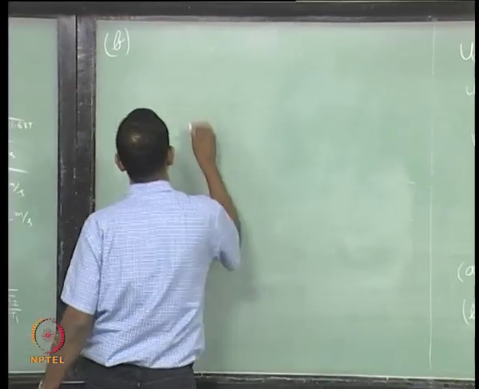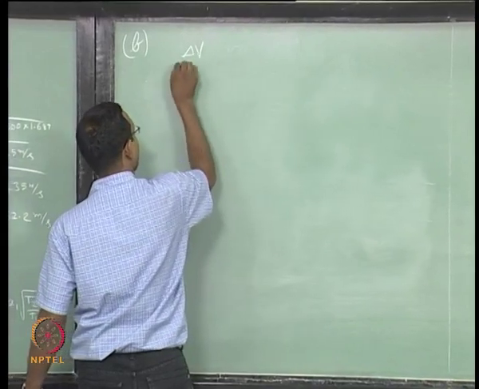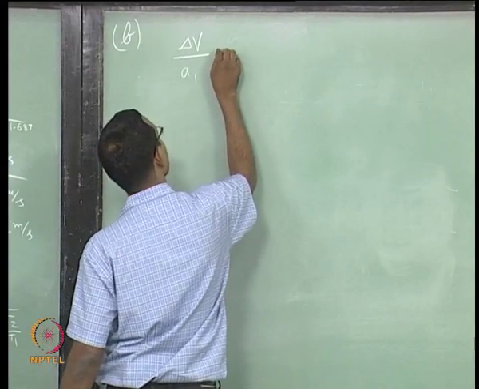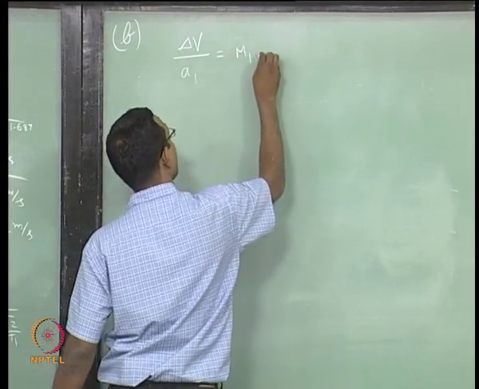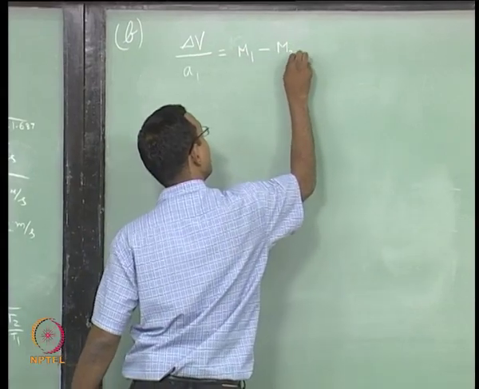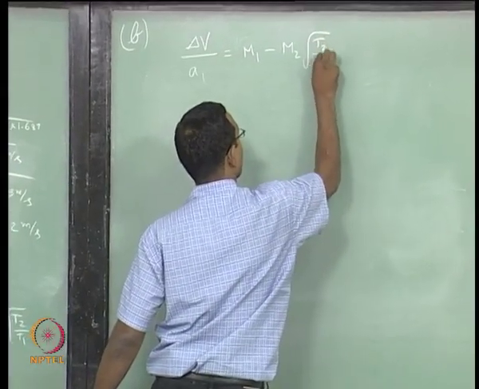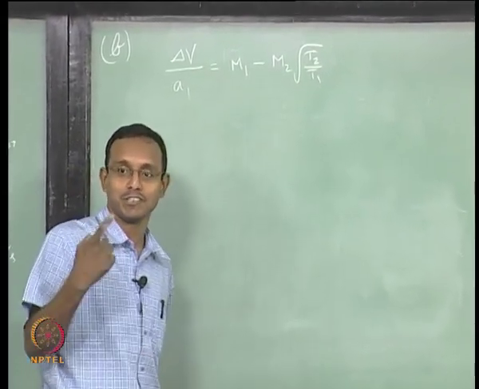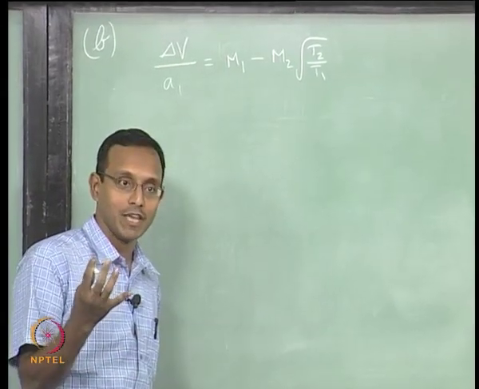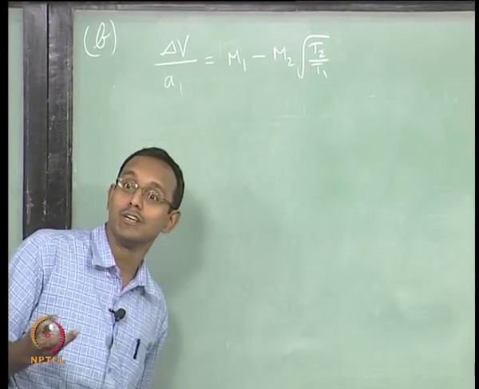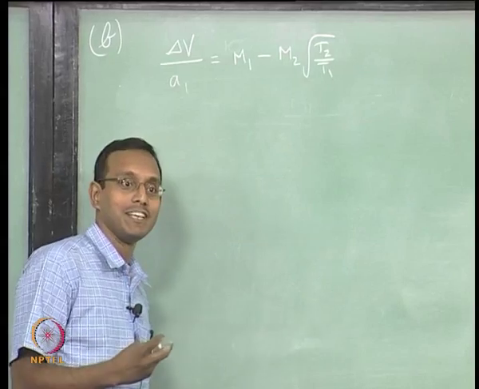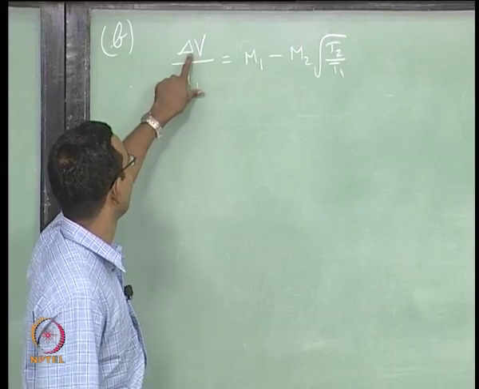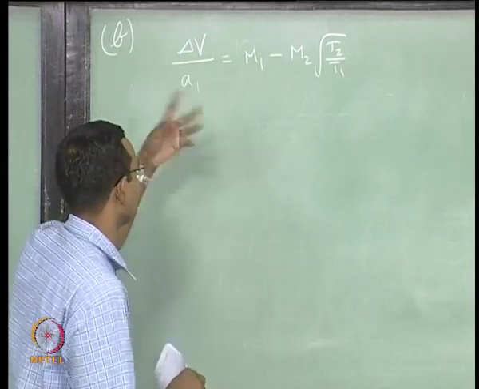It so happens that for most of the problems it will be this: delta V by A1 equal to M1 minus M2 square root of T2 by T1. I will keep getting this in most of the moving shock problems where I do not know the shock strength. In the previous problem, sections A and B, we knew the P2 by P1 for the shock, so it was very easy to solve. Here we need iteration, but this is the general form where delta V is V2 minus V1.